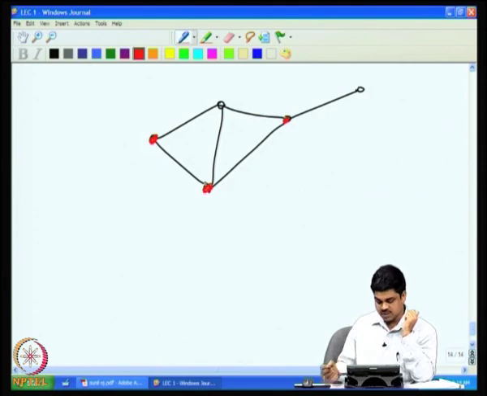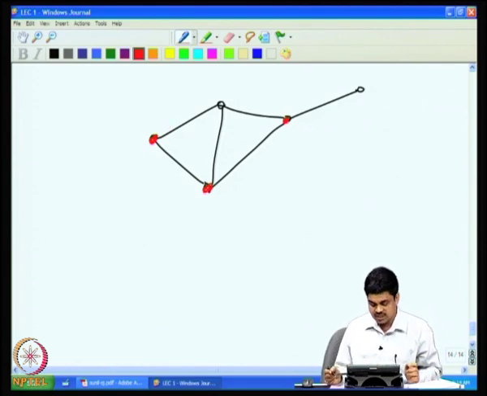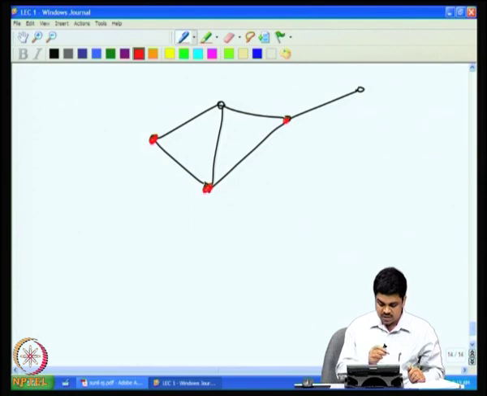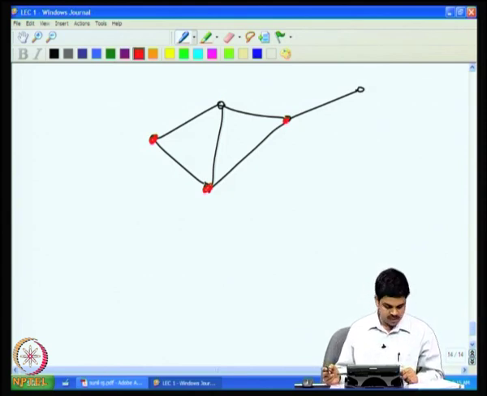Now, you take any edge, suppose this edge, it has one red endpoint. This edge, in fact, both the endpoints are red. Here another edge, one of the endpoints is red. So, every edge is such that it has at least one endpoint as red. Then the set of these three red vertices is called a vertex cover of this graph. An interesting way of explaining it is, suppose you consider a museum.